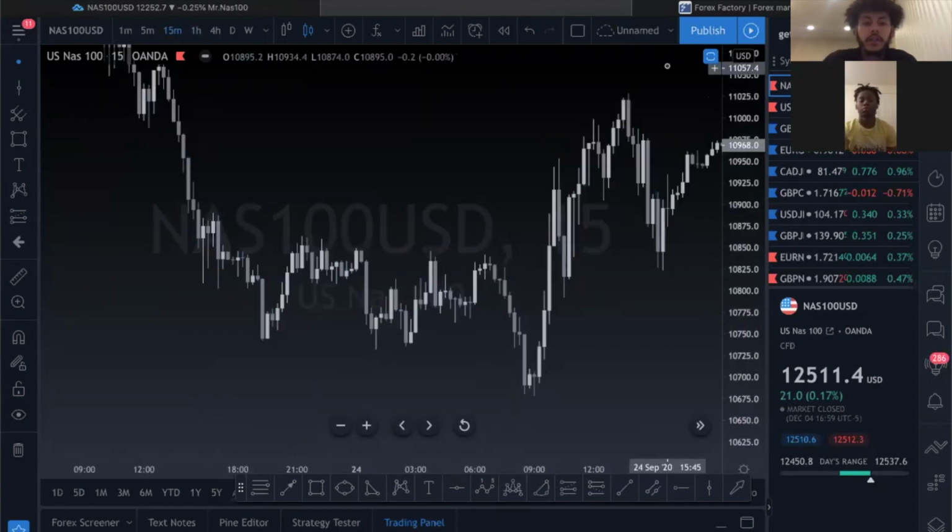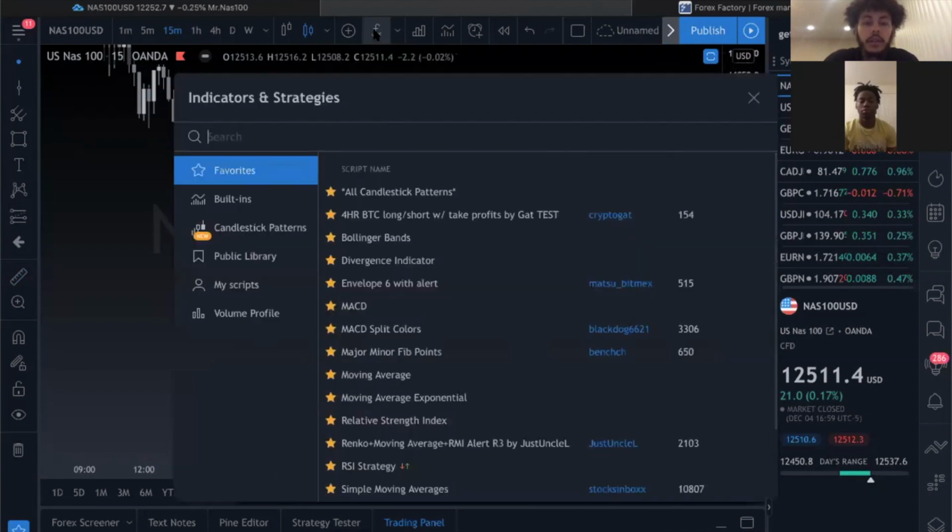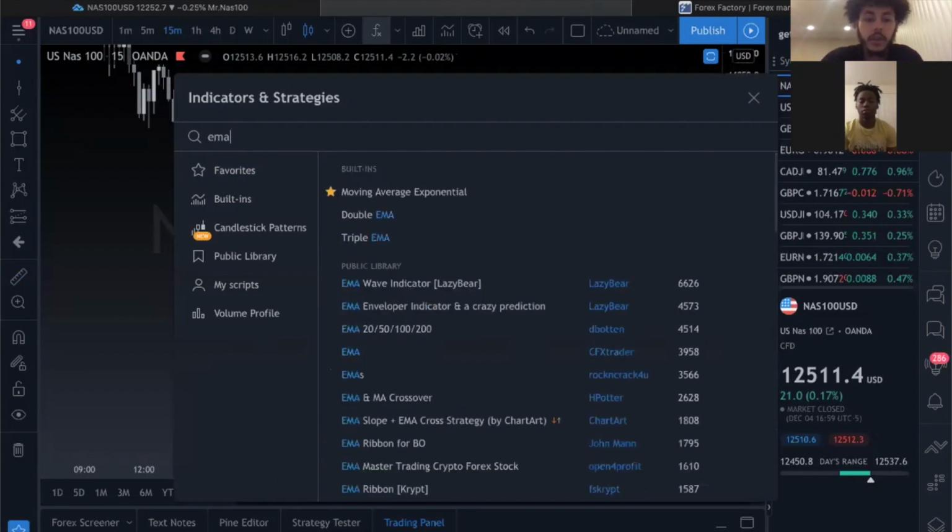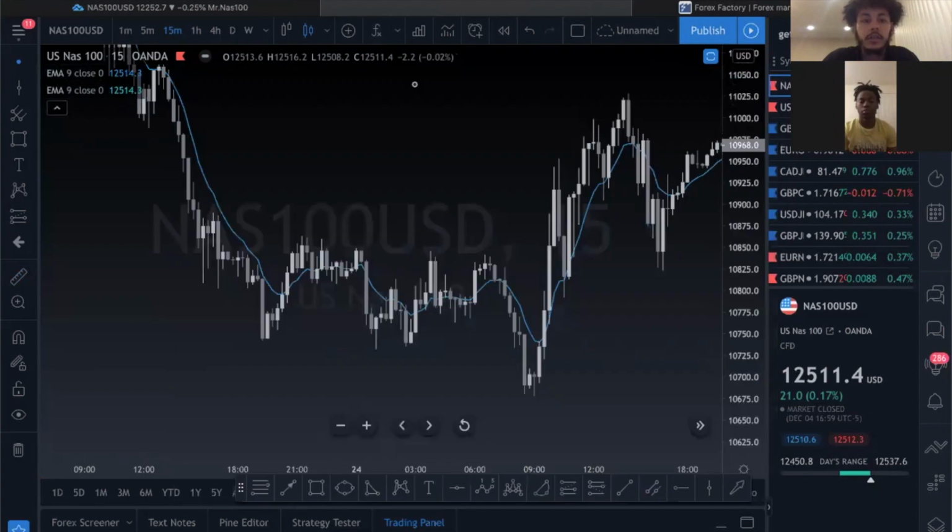All right, so the first thing y'all want to do is go to tradingview.com, and once you load the charts up on there, go to the top right here, where it should say indicators and strategies. Just go ahead and click on that. And right here, you just type in EMA or the words moving average exponential. Just go ahead and click on that twice, and they should show up on the top left corner of your screen. Let's go ahead and X out of this.